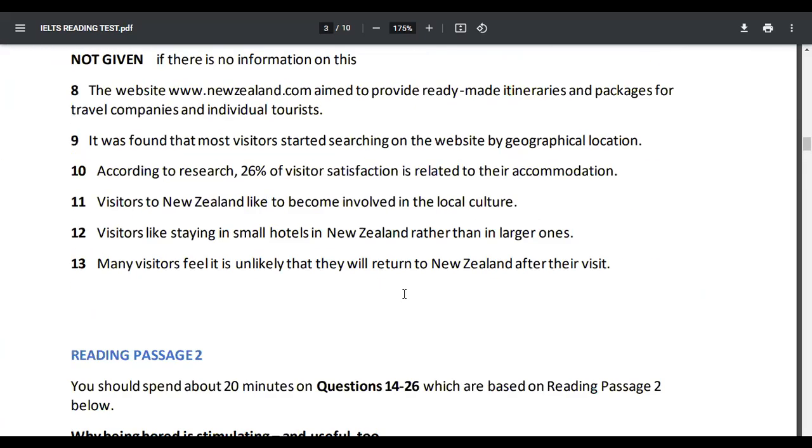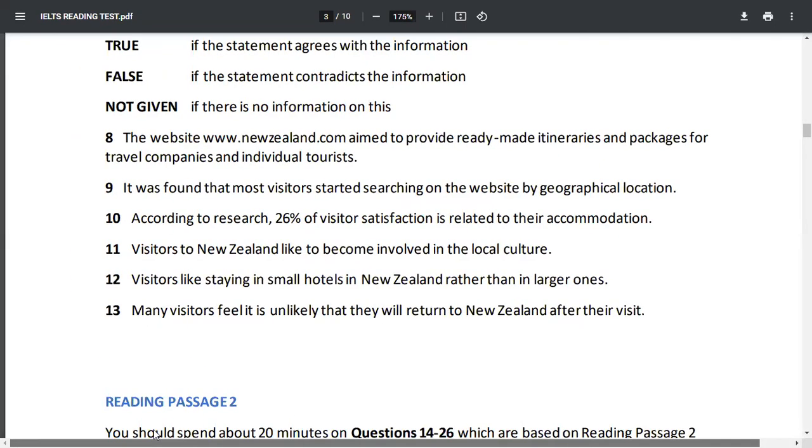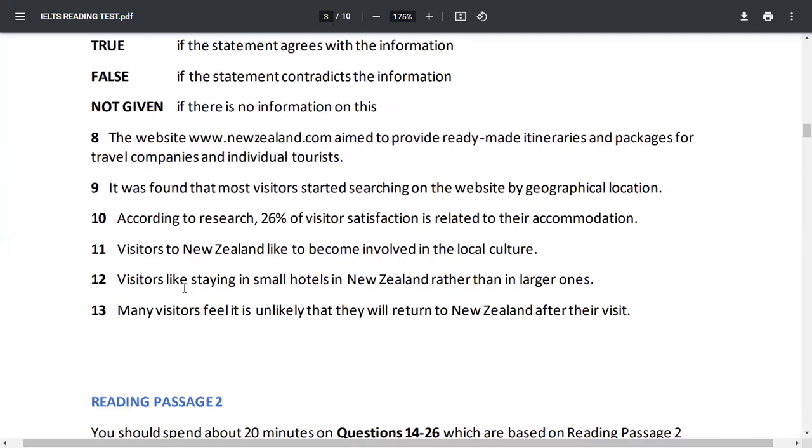Now let's move to number 9. Number 9 says it was found that most visitors started searching on the website by geographical location. As you can see in this sentence, we have a lot of keywords: visitors started searching, geographical locations. They took the double word as a keyword, because they started searching. You can notice that these two words are quite linked up, or quite connected.